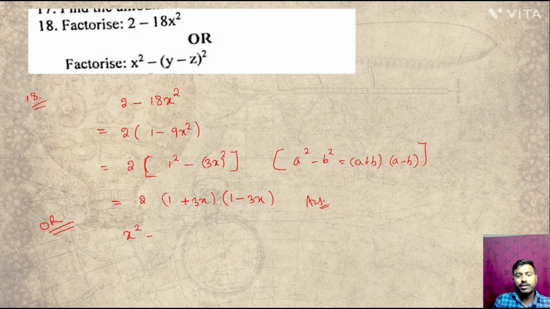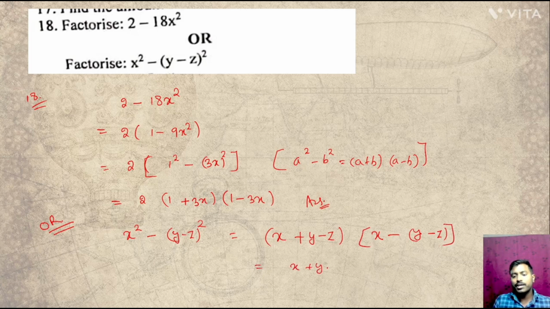Factorize x square minus (y minus z) whole square, which is equal to (x plus y minus z) then (x minus y minus z). Now open the brackets, that is (x plus y minus z) into (x minus y plus z). Clear? Next question.